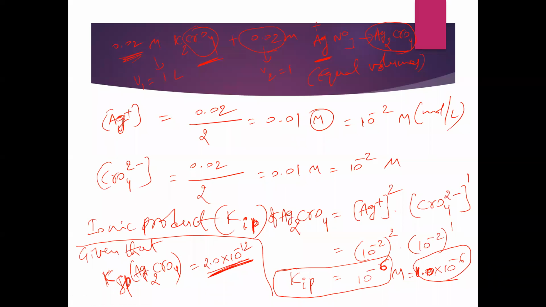So the KSP, the solubility product of this salt, is given as 2 into 10^-12. But the KIP we got here is 10^-6. Now which one is greater? KIP is greater. 10^-6 is greater than 10^-12. This value is very much greater than this one. So in this example, KIP is greater than KSP.